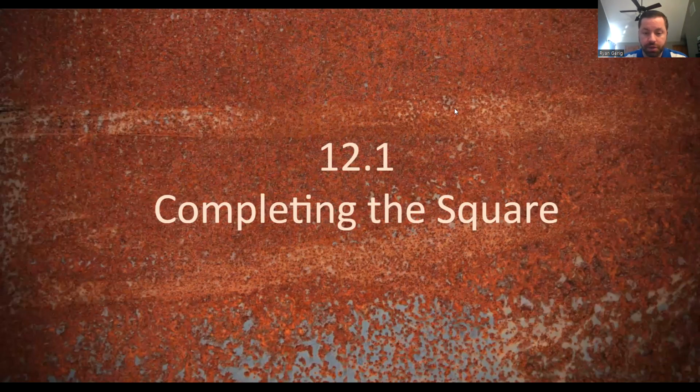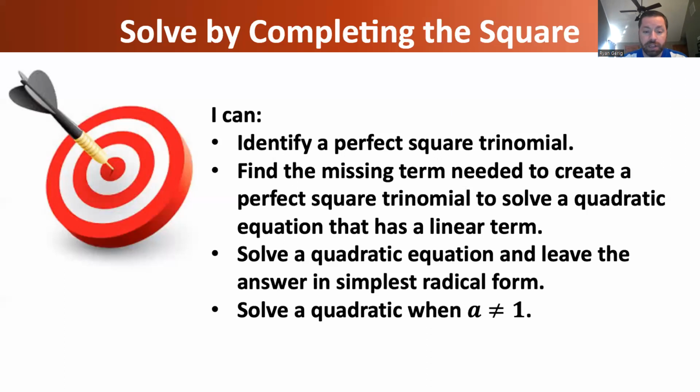Like I told you in the introduction, we're going to split this into two videos because there's quite a bit here. So I'm going to try and develop, notice all the learning targets. We're going to focus on the first two in this first video: identifying a perfect square trinomial, what is that? Find the missing term needed to create a perfect square trinomial. And we're going to use that to solve a quadratic with a linear term. In the second video, we'll solve a quadratic equation and leave the answer in simplest radical form. And we'll solve a quadratic when a is not 1.